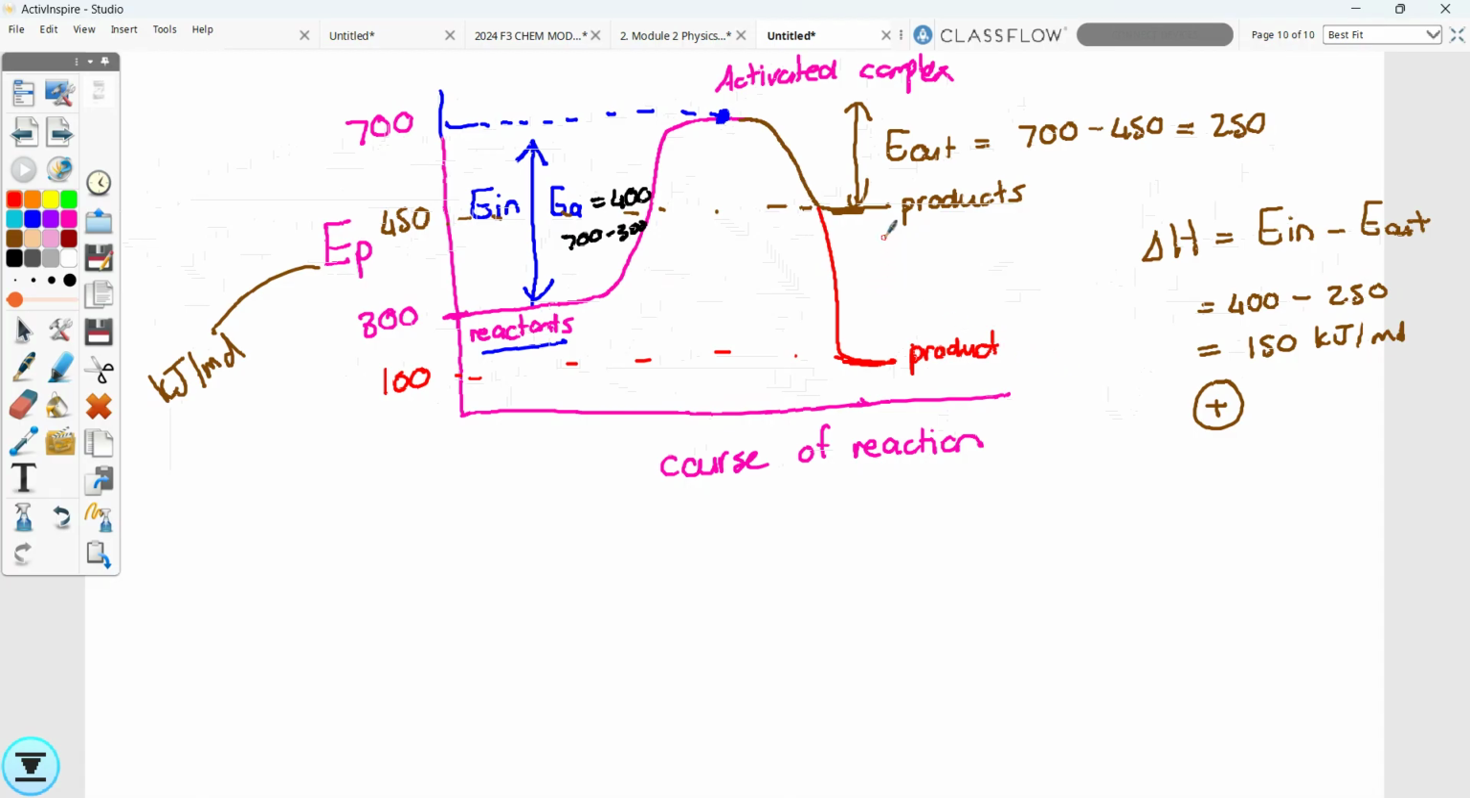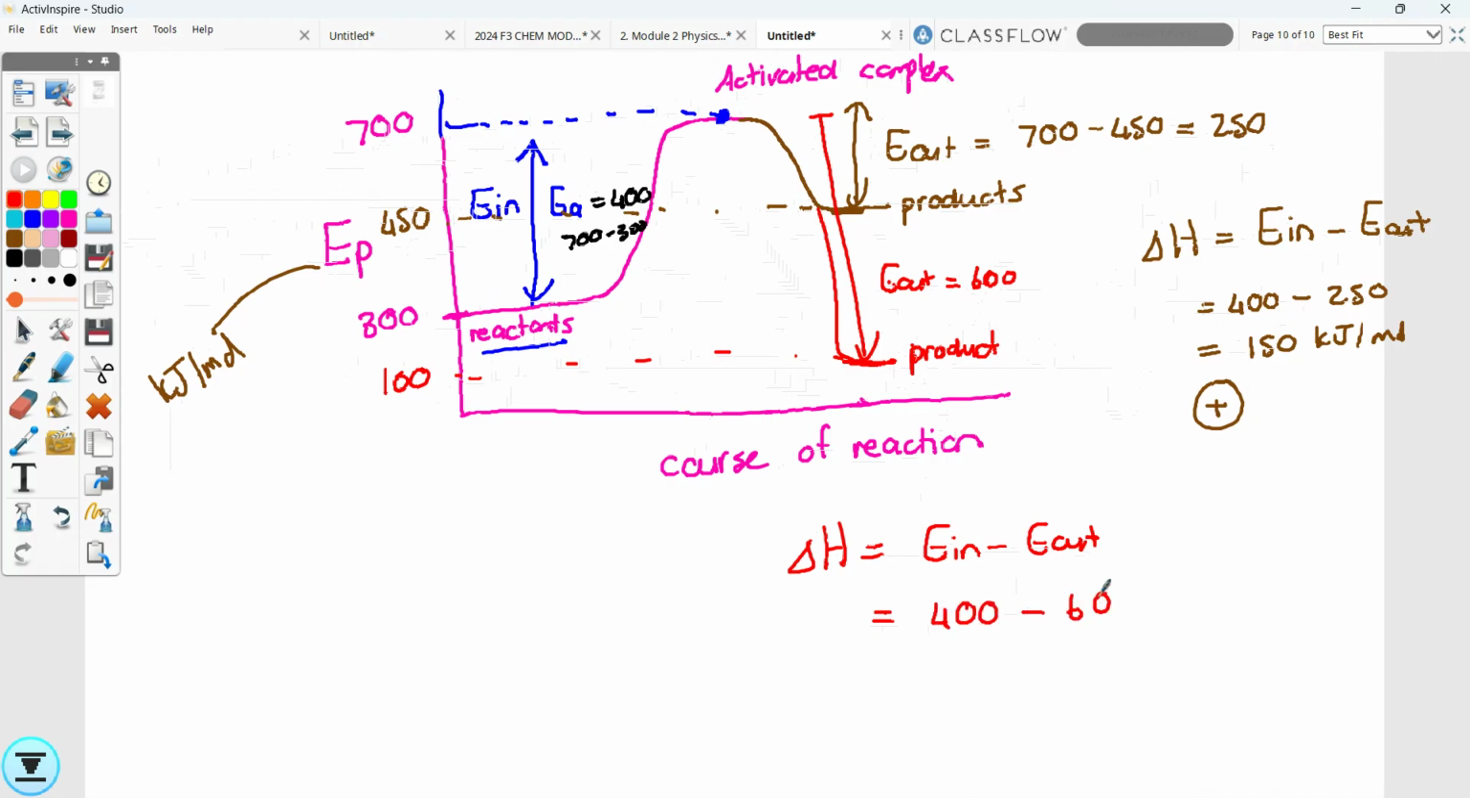So, and then if I ask you for E out now, how are you going to get it? 700 minus the 100. So E out now is going to, no. Energy in and energy out are always going to be positive values. So it's going to be 700 minus 100, which is 600. But now if you go and work out delta H, it's going to be energy in again minus energy out. And now this becomes 400 minus 600, which gives us minus 200. So now the chemicals have less energy. So where did that energy go?